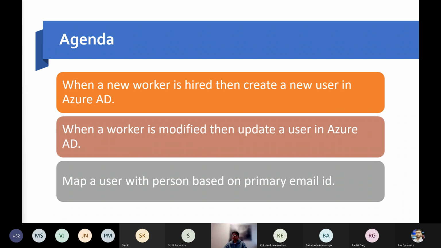The second integration is about when a worker's information is modified. For example, your first name is modified, last name is modified, or job title. This will update the user information in Azure Active Directory. And the last integration automatically maps a user with a person based on his or her primary email ID.